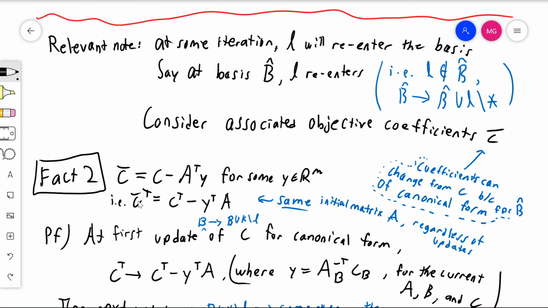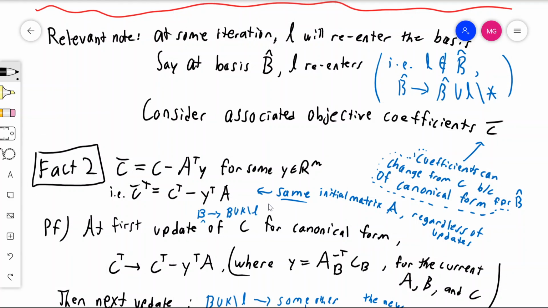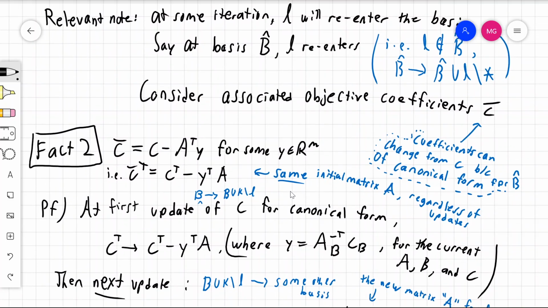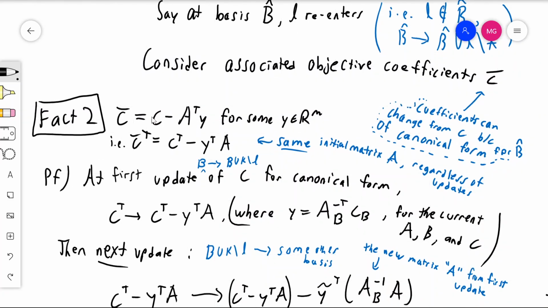So here it's for B hat, but on the right-hand side I can realize it in terms of the basis B, as long as I pick the correct vector Y. I don't know what it is, but this is just the format that it's of. So the same initial matrix A, regardless of the updates. And by updates, I mean you update it for canonical form for each new basis that you go to from B all the way down the line to B hat. But despite that you've updated all these times, you can still keep it in terms of the original matrix A and vector C. Okay, so anyways, what's the proof of this?